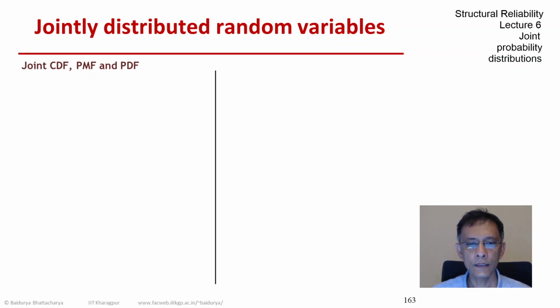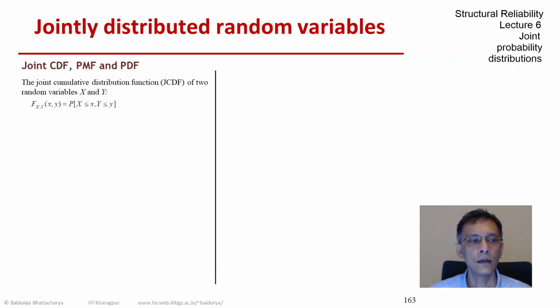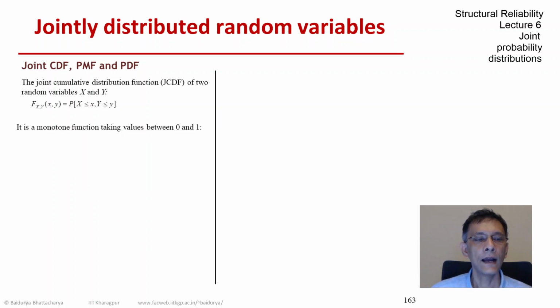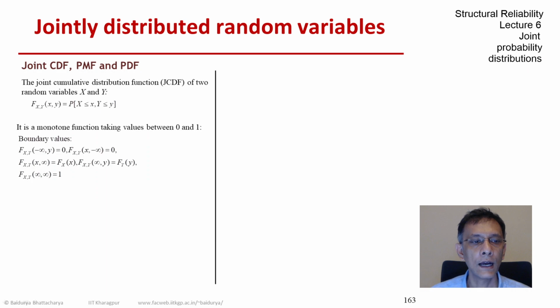Let's start with the joint cumulative distribution function of two random variables x and y. It's defined as the probability that the random variable x takes on values little x or less, and the random variable y takes on values little y or less. It's a monotonically increasing function between 0 and 1 with values at the boundaries, as we know very well.